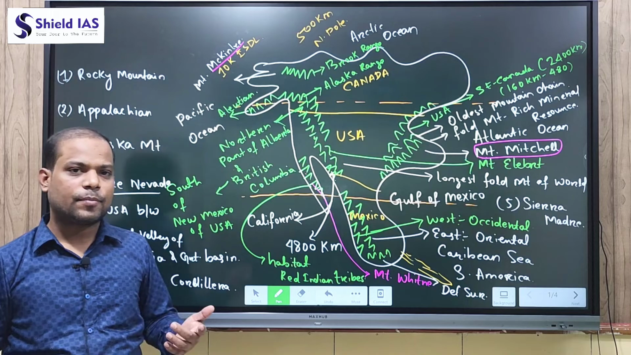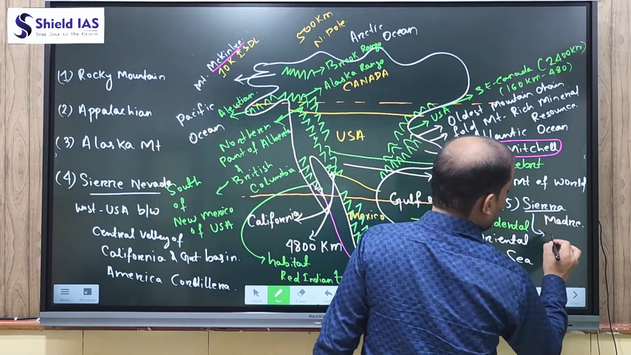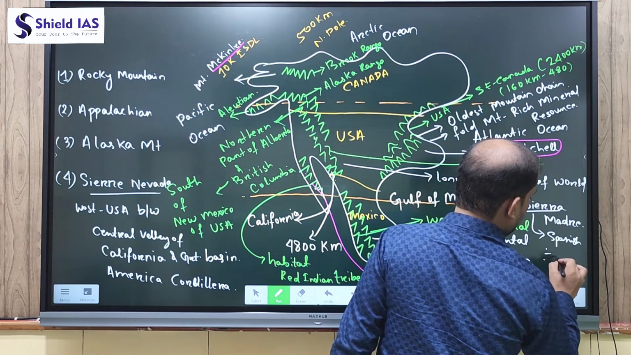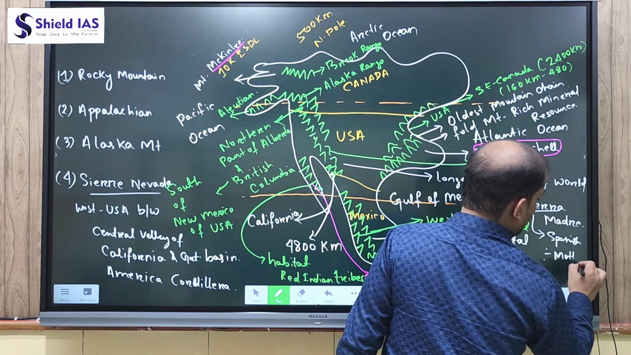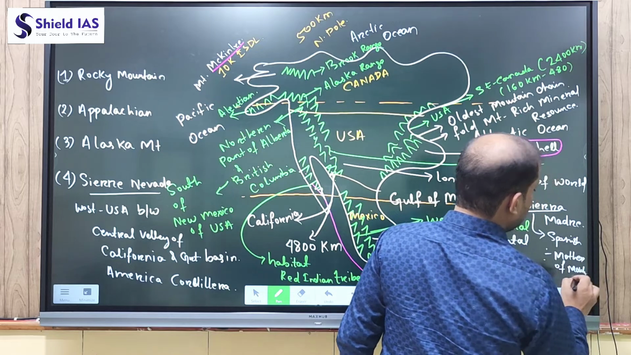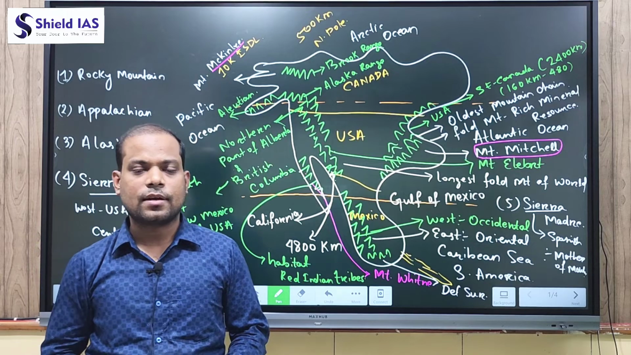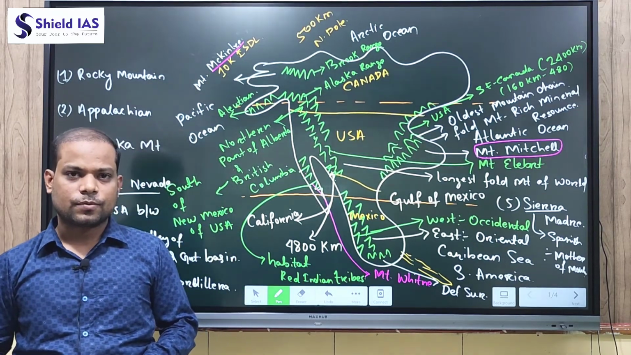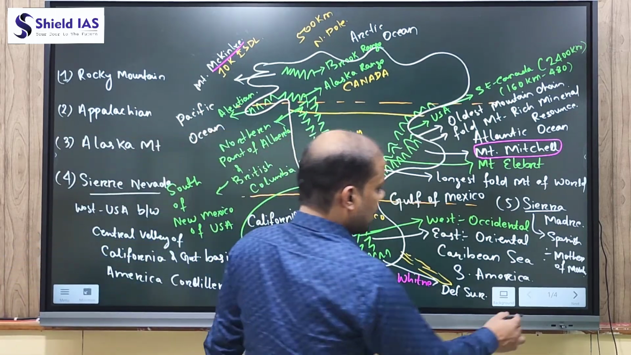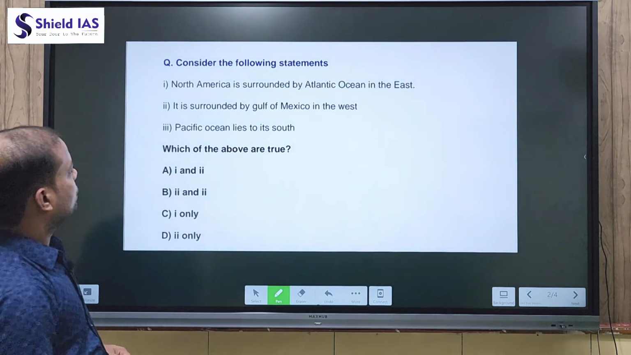And why is it known as Sierra Madre? Because Sierra is a Spanish name, which means mother of mountain. So that is why it is known as Sierra Madre. So these are some important mountains which are significant from the UPSC exam point of view. So after discussion of all mountains of North America, let's practice a prelims question from an exam point of view.